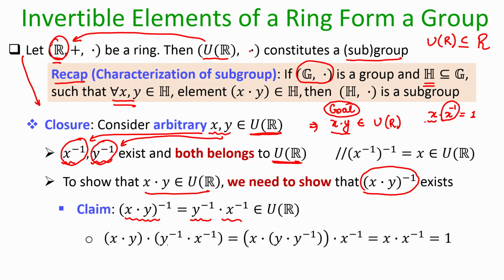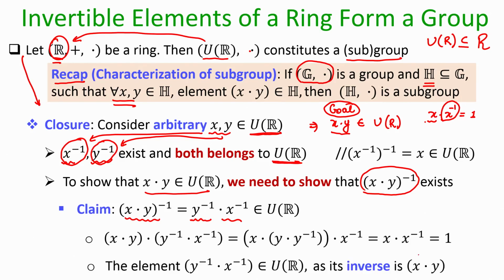This is because if you multiply y inverse dot x inverse with x dot y, and then use the associative law and rearrange the terms, you get the identity element. So, that shows that this element is the inverse of this element.